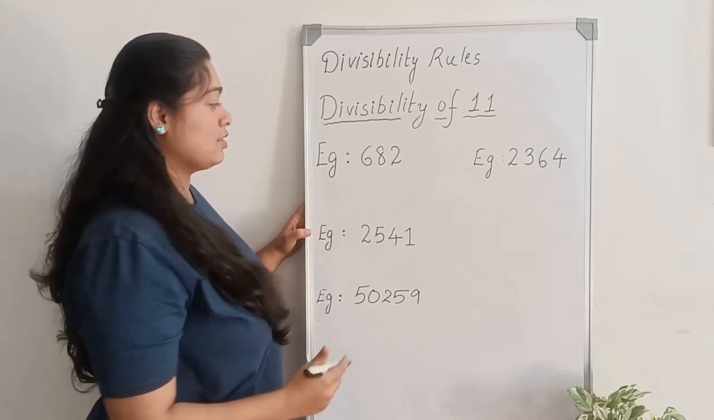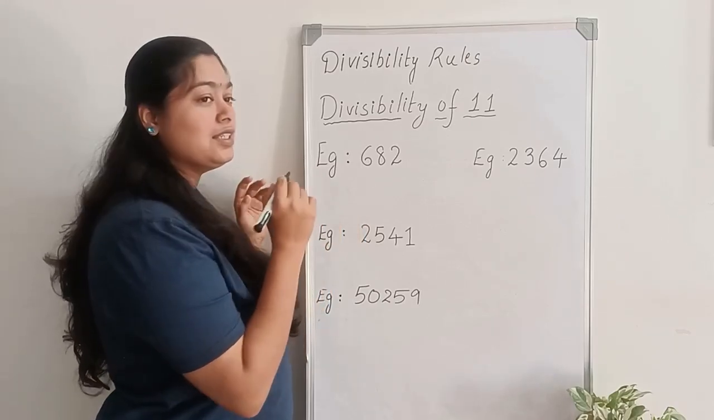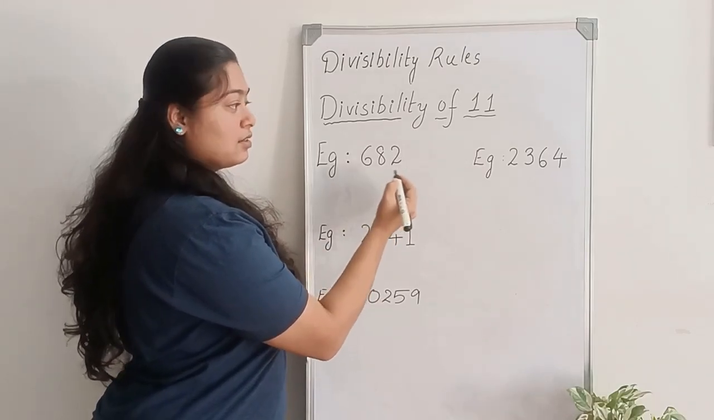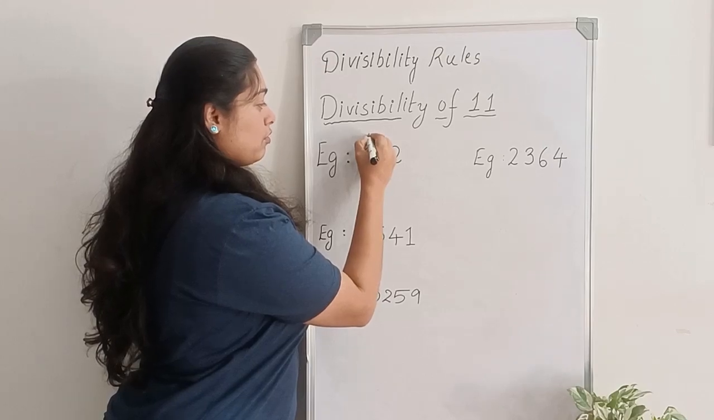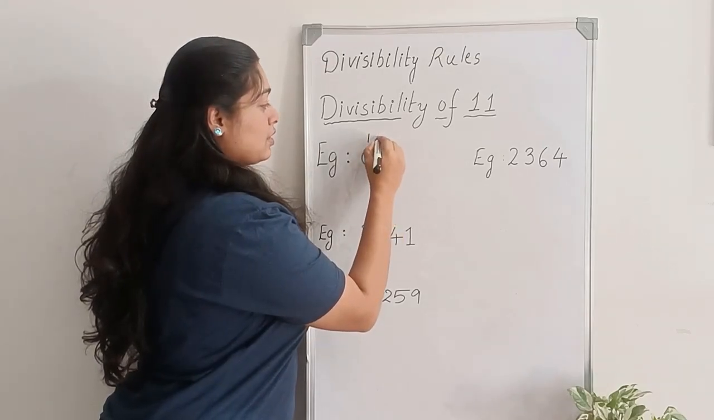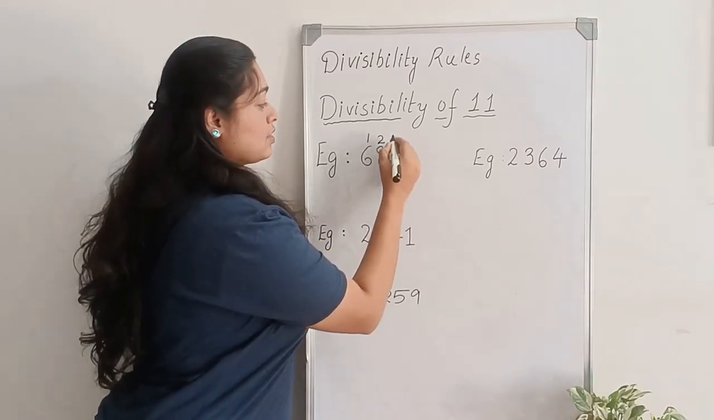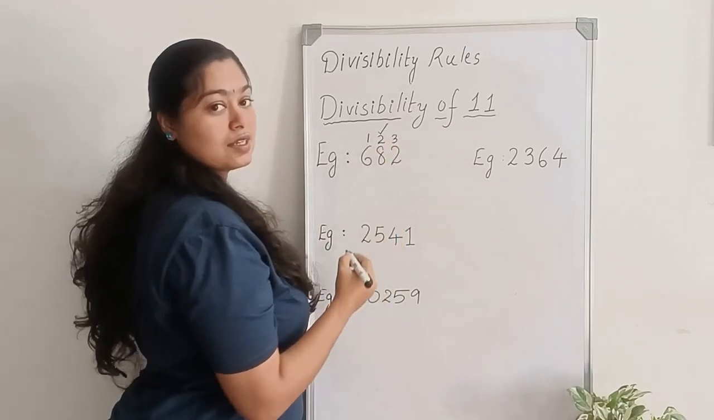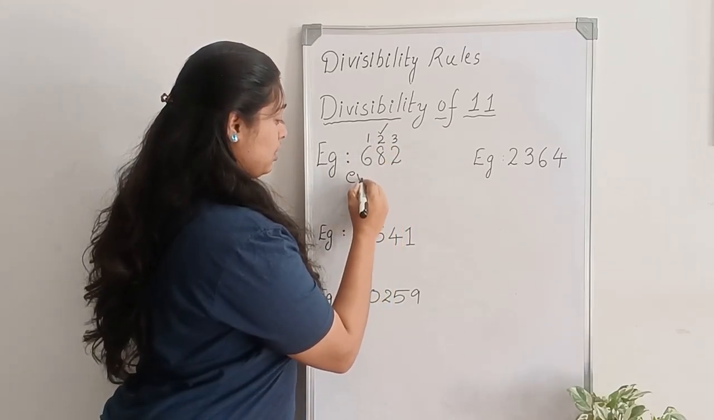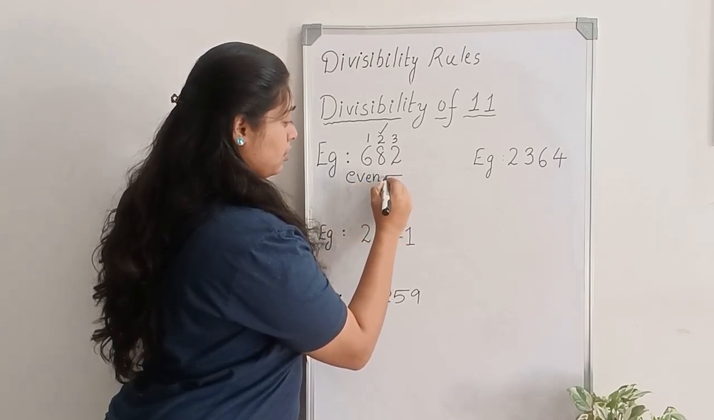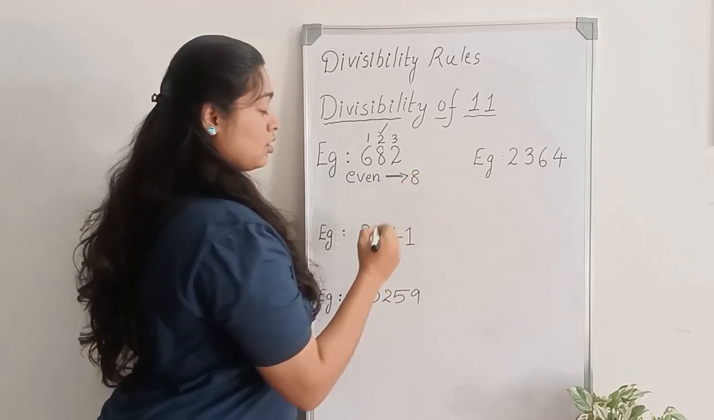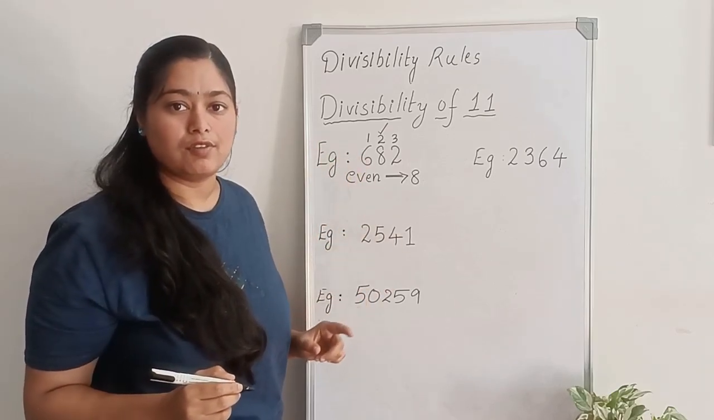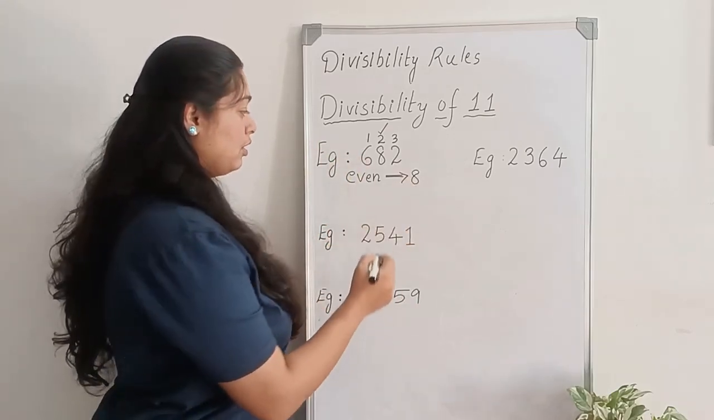So the trick is, first you have to take the digits in the even places. So when I say even places, you can see there are 3 digits in this number. This is the first place, this is the second place, this is the third place. So here the even place is this second place. So the digit in the even place is 8. So actually we are supposed to find the sum of the digits in the even place. Here we just have one even place. So the sum is 8 itself.